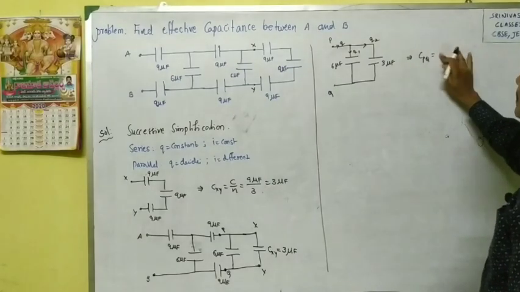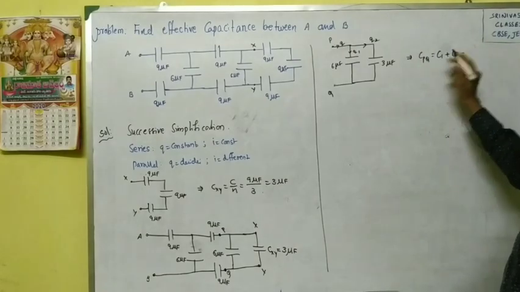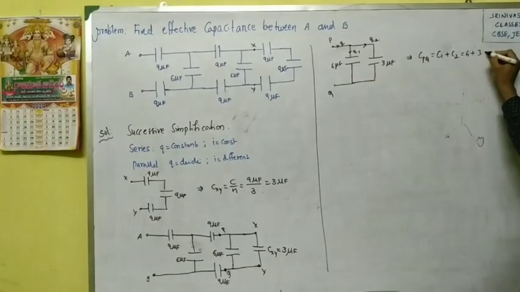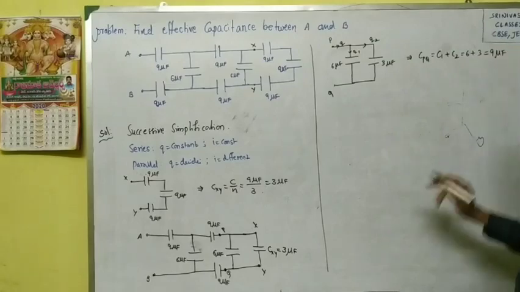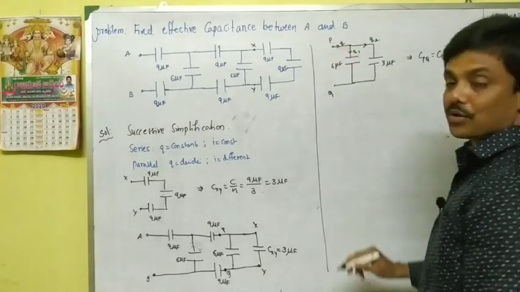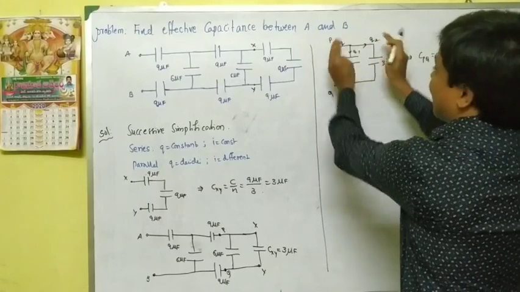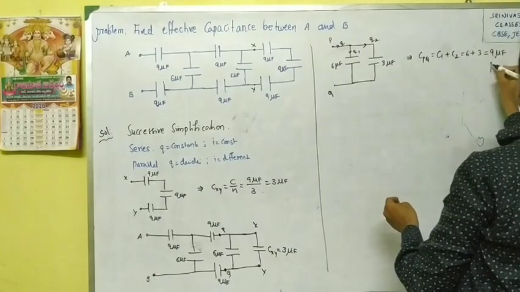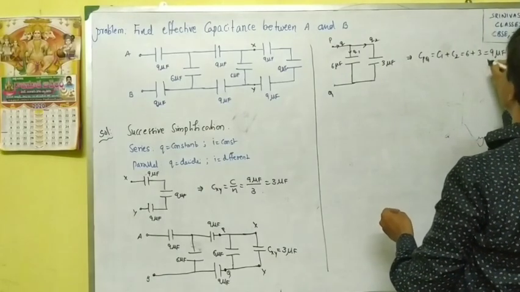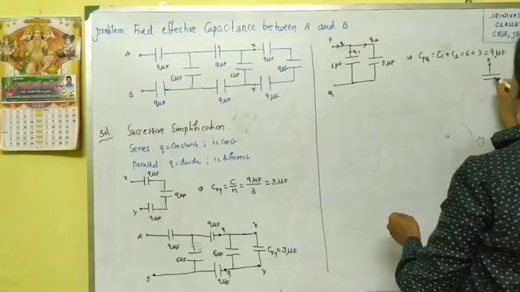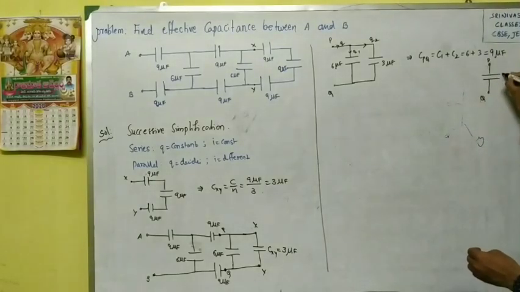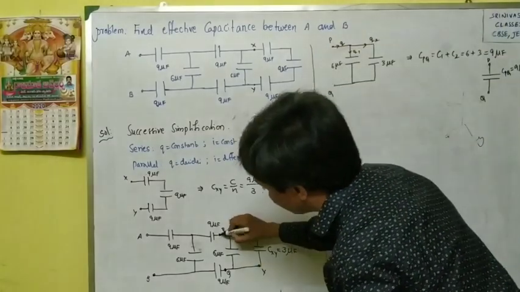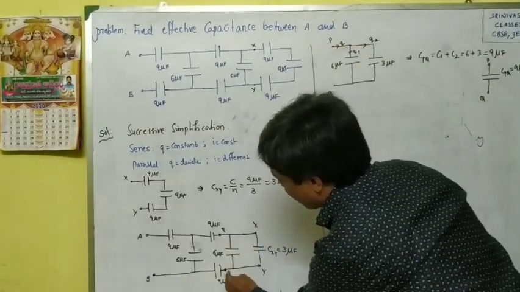Then in parallel combination, what is the formula? We just have to add them, right? That is C1 plus C2, 6 plus 3. What do you get here? 9 microfarad. This is the effective capacitance between P and Q. This part will act as one capacitor, and its effective capacitance CPQ between P and Q is 9 microfarad, right? Now this part we have to add here.